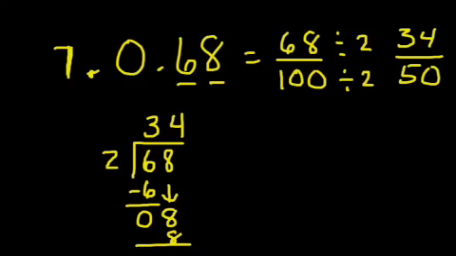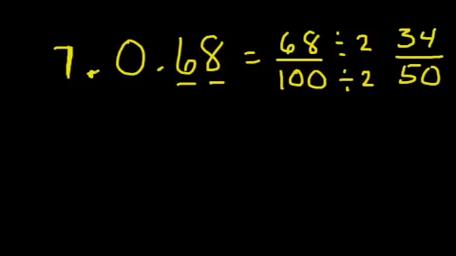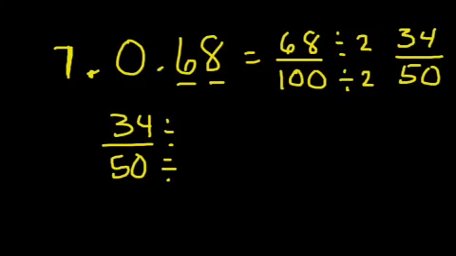Okay? Is it simplified? No, it's not simplified yet. So we need to divide it again. I'm going to erase this part. And we're going to give you a little bit of room so you can divide it again. So I'm going to write 34 over 50 underneath here one more time. What can we divide it by this time? Well, this time we can divide it by 2 again. What is 34 divided by 2? Well, it's 17.